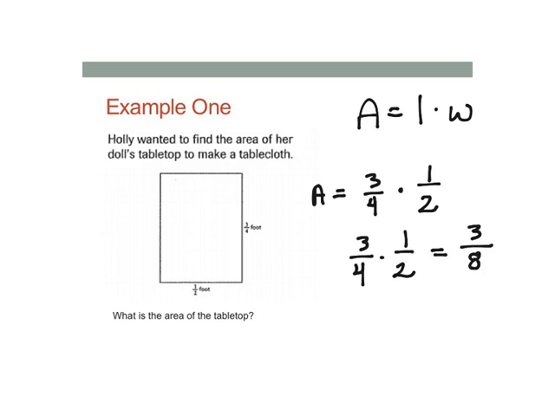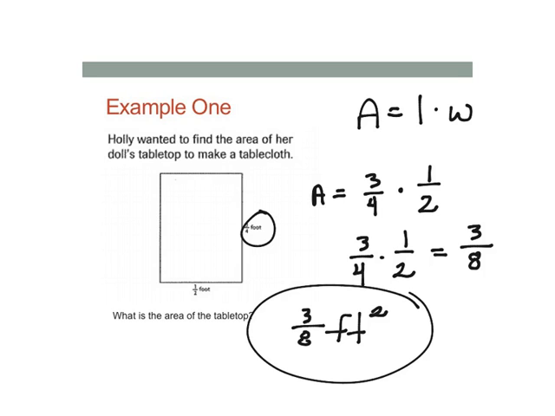So I get 3/8. Now, I want to make sure that I properly label my answer and make sure it's in simplest form. So I know that I have 3/8. They have no other factors in common besides 1, so it's in simplest form. I look for my unit of measure, which is feet, and I make sure that I square it. Very, very important. So my final answer, the area of the tabletop, is 3/8 of a foot squared.